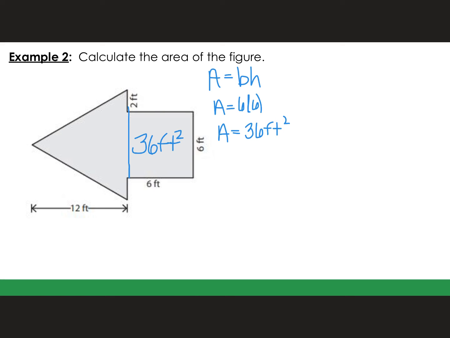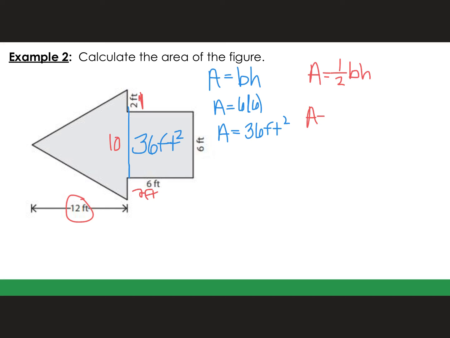Now I need to find the area of the triangle. So the area of the triangle is our formula. Since we know a triangle has 3 sides and 3 angles, and it is half a rectangle, so we do area equals 1/2 base times height is our formula. Our height here is 12, but we have to figure out what our base is. So we have this little 2-foot section over here, and this is also 2 feet. And then the middle is 6. So 6 plus 2 plus 2, so this is actually 10.